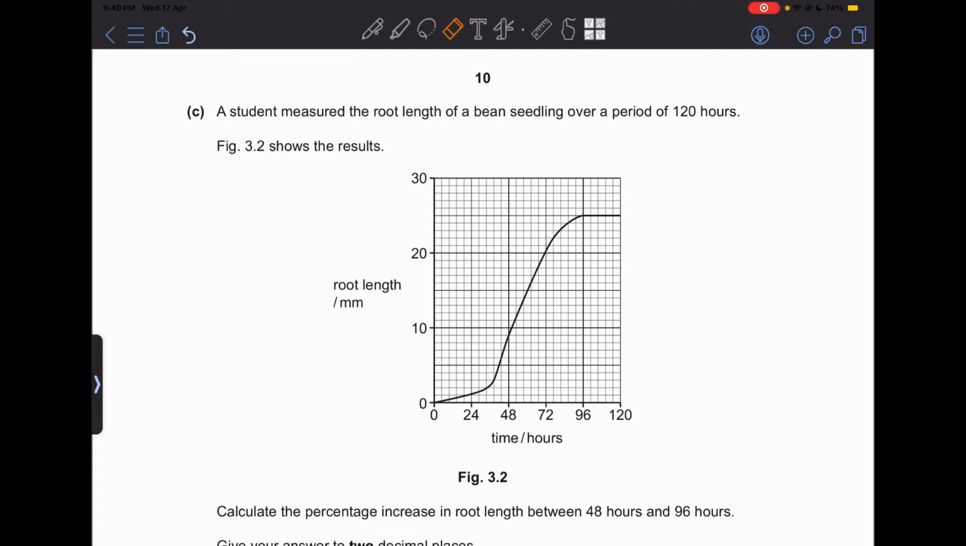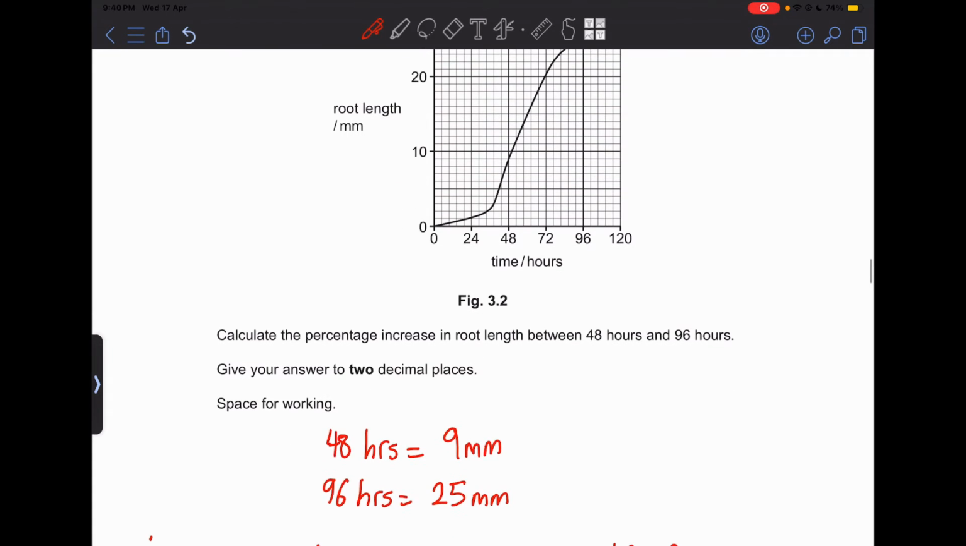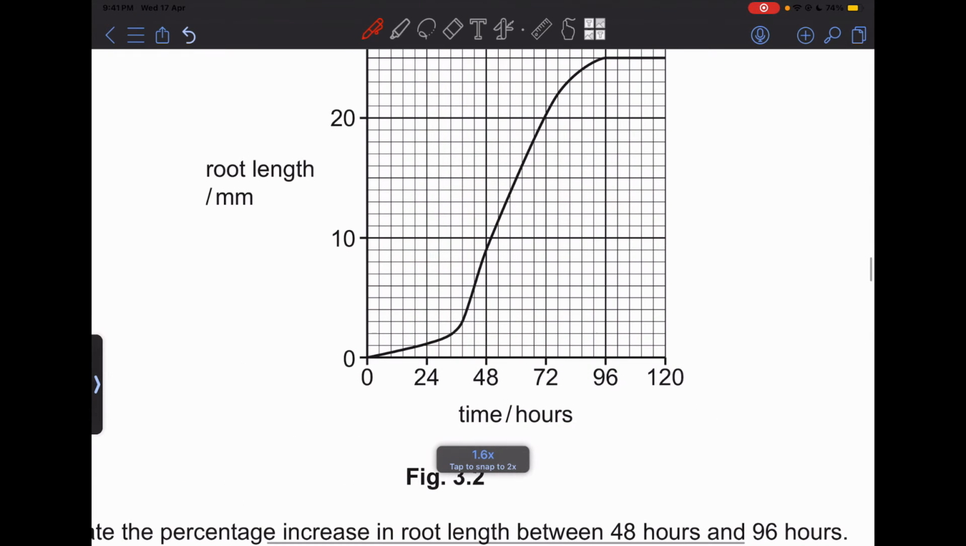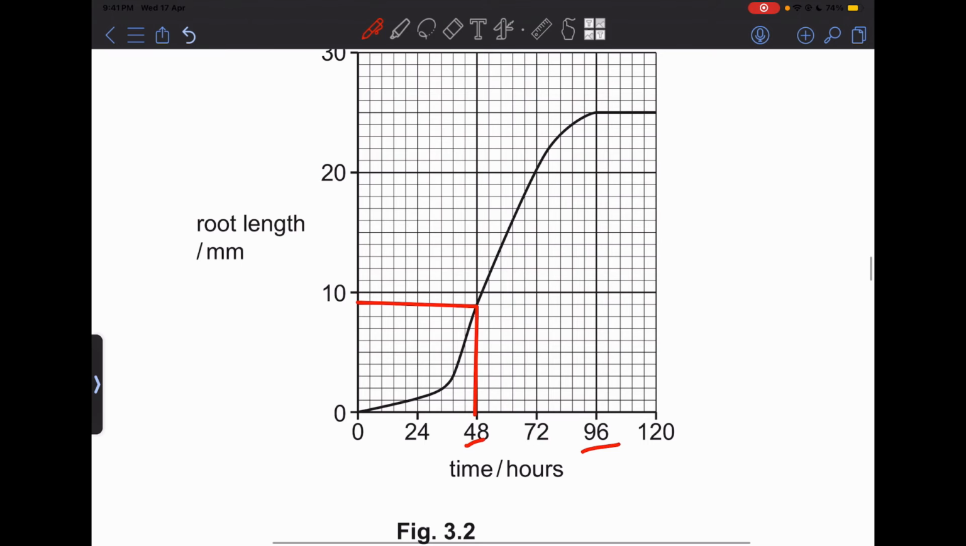C. A student measured the root length of a bean seedling over a period of 120 hours. Figure 3.2 shows the results. Calculate the percentage increase in root length between 48 hours and 96 hours. Give your answer to 2 decimal places. So first of all, you're going to be getting the value of the root length from 48 hours, and also the root length from 96 hours. So for 48 hours, you're going to be drawing a line until it meets the curve, and then drawing a line towards the y-axis over here.